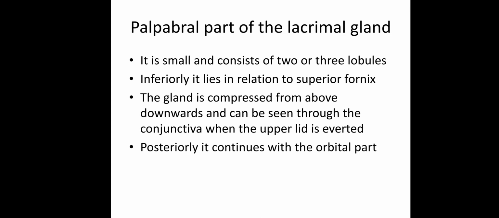The palpebral part of the lacrimal gland is small and consists of 2 to 3 lobes. Inferiorly, it lies in relation to the superior fornix. The gland is compressed from above downwards and can be seen through the conjunctiva when the upper lid is everted. Posteriorly, it continues with the orbital part.